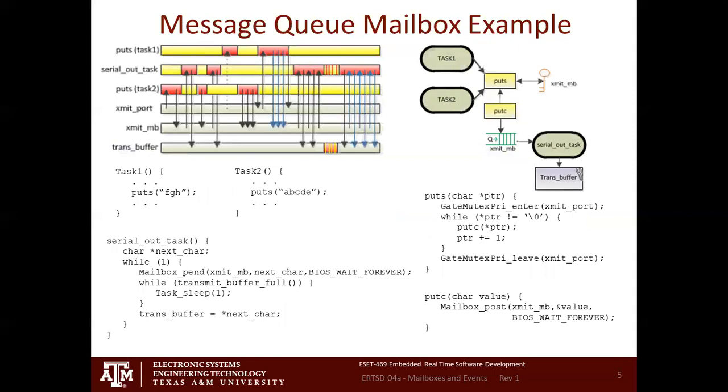This is a little more complicated, using it as a queue. So if we make this a larger mailbox, and we draw those as queues, right? Make this a larger mailbox with multiple things in it. We've got this serial output task.